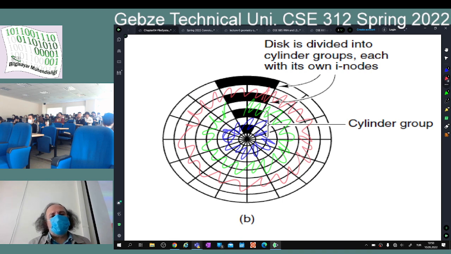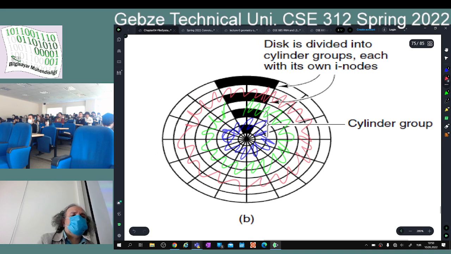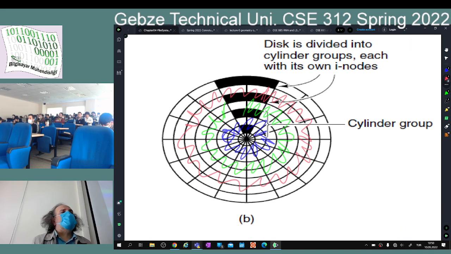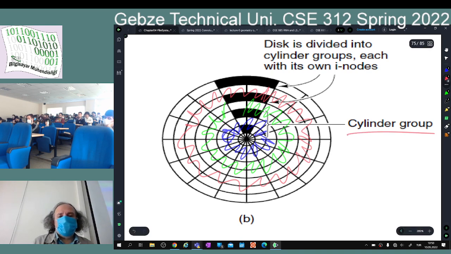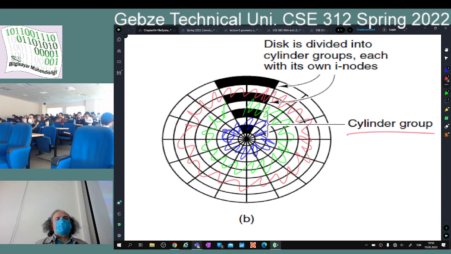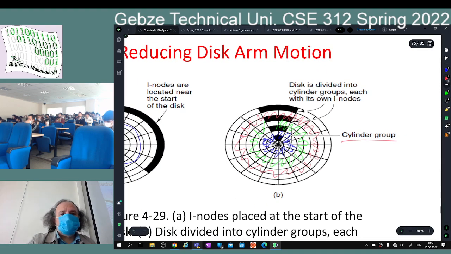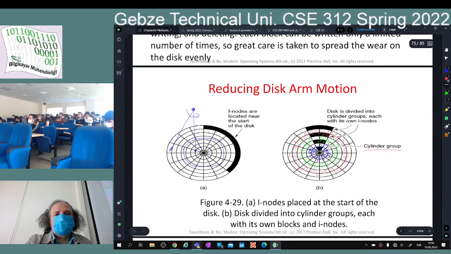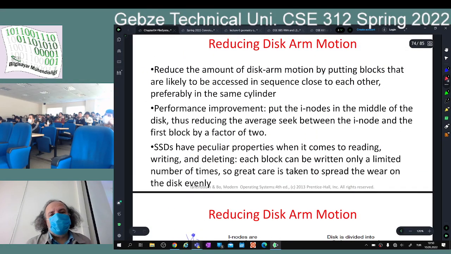Rotational latency will come, you cannot avoid it. But for the seek times, I know that I am either on this track or this track if I am dealing with the red files. For example, red files are my user files, and I have many other users in my system. So if I keep the files and the inodes for each user in these kinds of cylinder groups, it's called a cylinder group, I may end up with shorter disk access times, shorter seek times. That's one optimization people use for disks.